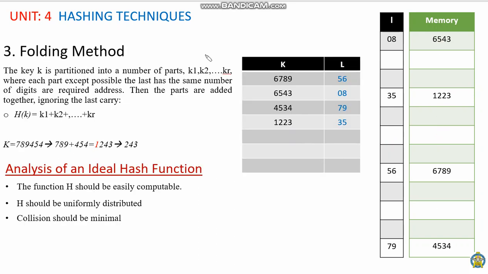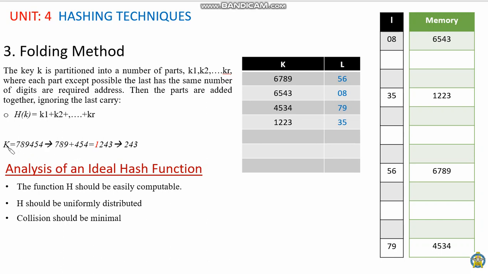In the folding method, we need to know that the value k, that is the key of each record, is usually a huge number. It may be hexadecimal or numeric, but k is a huge number. Then what we do is we fold the number into equal parts except maybe the last. Let's say k is folded into digit groups of equal size except the last. Then we sum those up, ignoring the last carry.